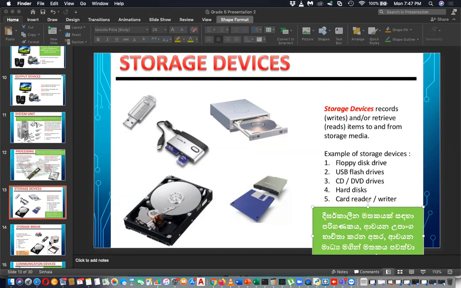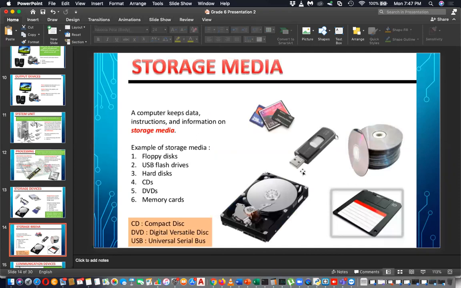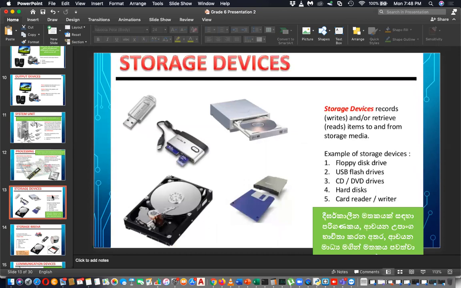Okay, next thing is storage devices. These are the devices and media. Media means the things that you are using. The CD drive uses CDs and DVDs. Hard disk drive uses hard disk. Card readers use cards. Floppy disk drives use floppy disks. These are called storage media. Better you write these two: storage devices and storage media.